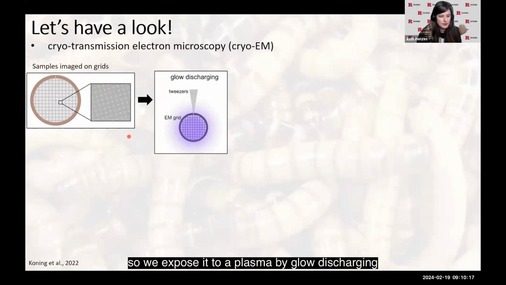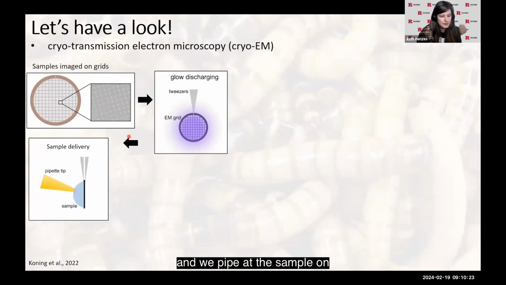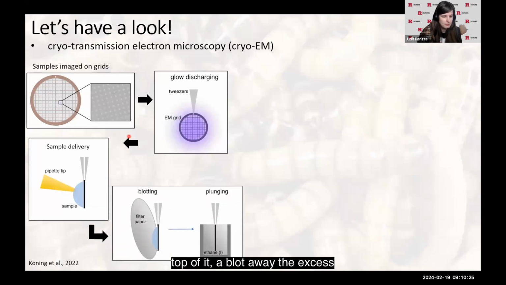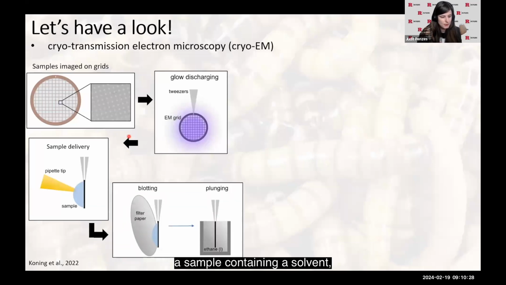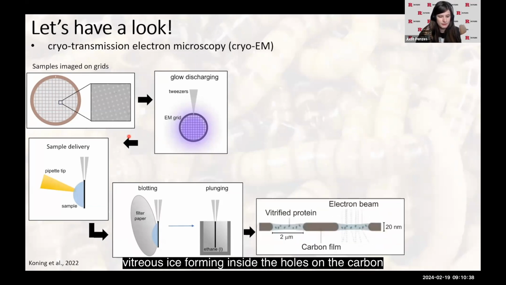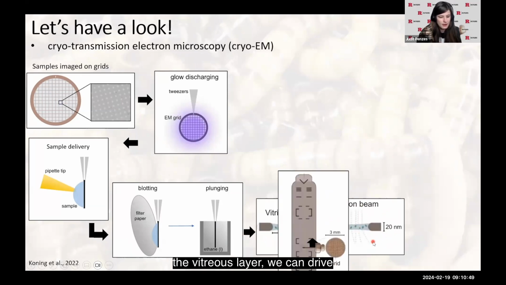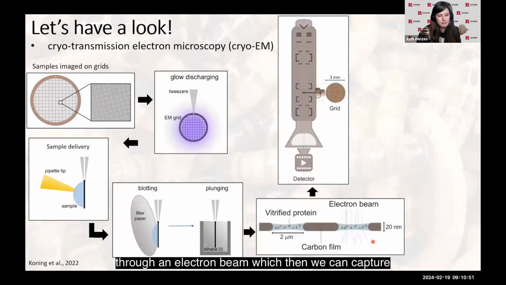So we expose it to plasma by glow discharging, and we pipette the sample on top of it, blot away the excess sample containing solvent, and then quickly plunge it into liquid nitrogen cooled liquid ethane, which results in amorphous vitreous ice forming inside the holes on the carbon layer.